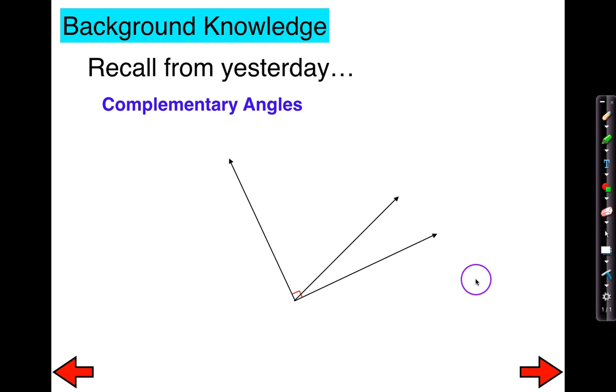Complementary angles basically means that the angles add up to be 90 degrees. You can see this little symbol here. This means this angle is 90 degrees, which means this angle combined with this angle should add up to 90.